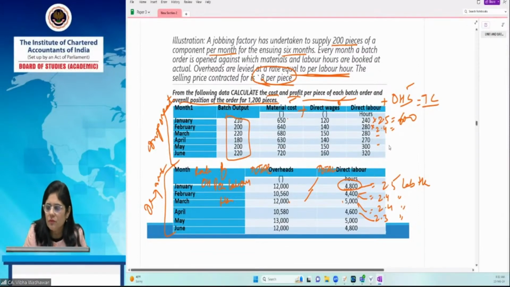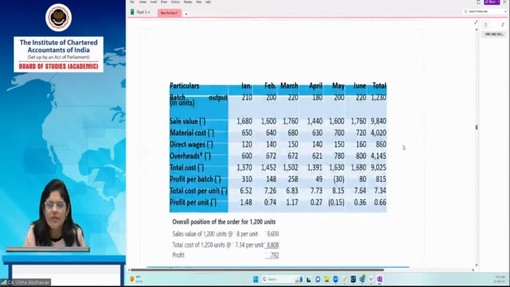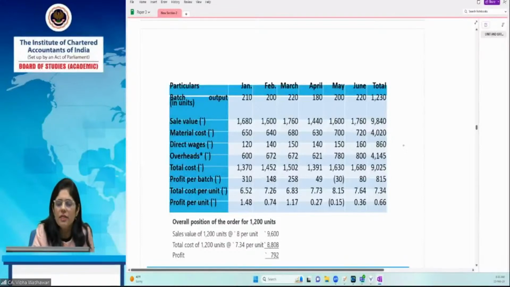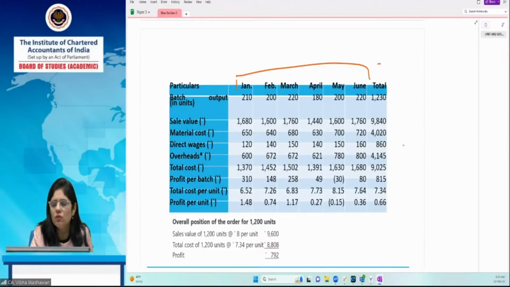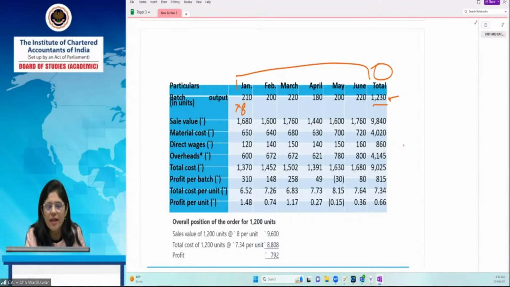Clear? So now let us see if we have a solution. Yes. All right. So these are the months and the total. Clear? So this is the batch size and the total. Sales is into 8. 8 per unit is sales. So we have the sales value. So from sales, we have the material, we have the wages, and we have the overheads. Overheads, the way we have calculated the overhead rate and applied on direct labor hours for the component. Clear? So this is the total cost.